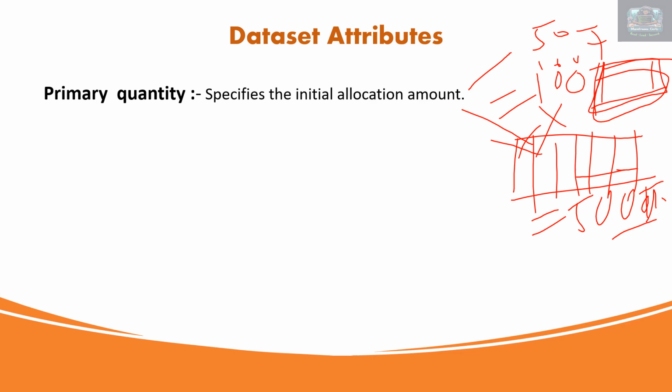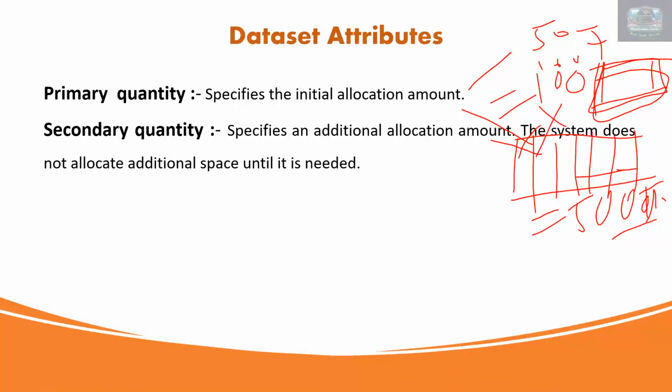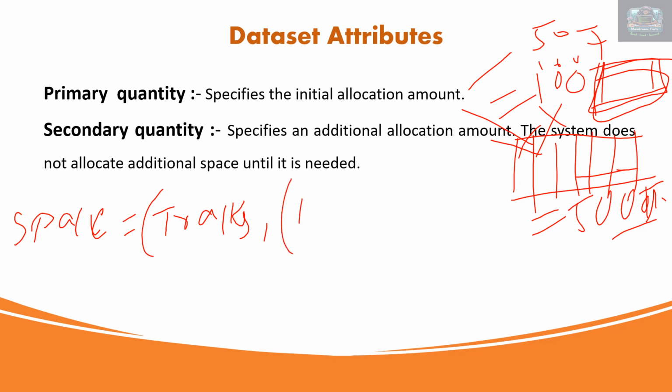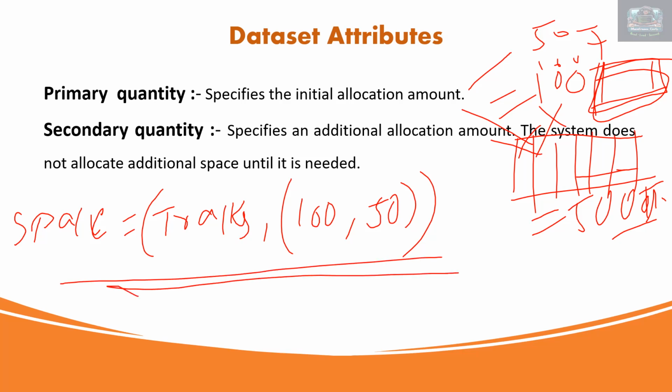Then comes into picture secondary quantity. If the data set needs more space... there is a small allocation when you're creating through code. You say space is equal to, I need it in tracks, and you say primary quantity is 100, and secondary quantity is 50. So this is how you allocate when you're doing it through coding. This is the primary quantity, this is the secondary quantity, this is the space unit.